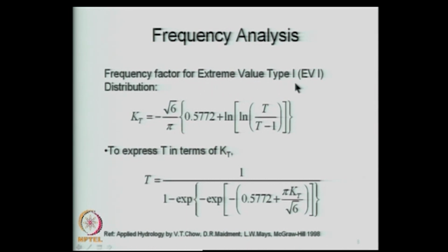For the extreme value type 1 distribution, the kT factor or the frequency factor is given by this expression. Pi is a constant, T is the return period. So, for a given return period, you can get kT. It will sometimes be advantageous also to express T in terms of kT. You will presently see what is the advantage. So, T is equal to 1 divided by this expression. So, if you know kT, you can get T.